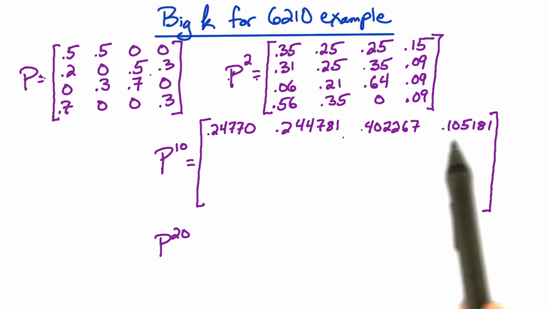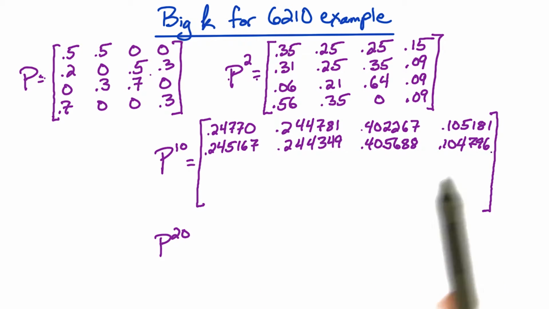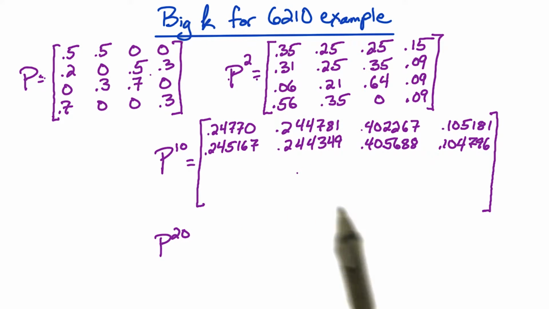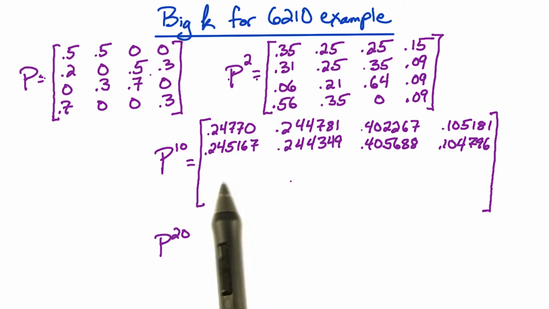So this is the first row for P to the 10th. And here's the second row. Notice that it's quite similar to the first row. Is that just a fluke? Let's look at more rows to see whether that was just a fluke or it has some important properties.